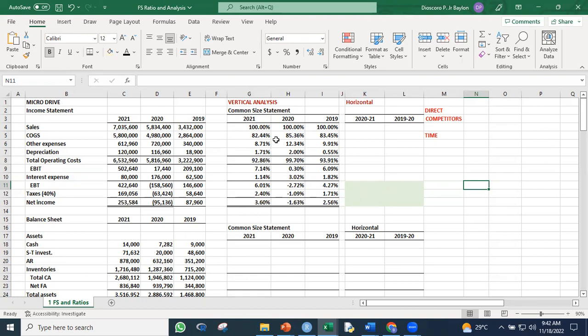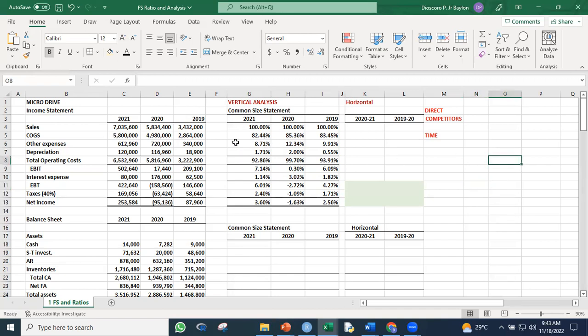Only that the difference is that this is expressed in a common size form, which means common size, everything expressed in terms of one particular account in a particular year. So for all the years 2021, 2020, and 2019, everything is always expressed in terms of sales as far as the income statement is concerned.